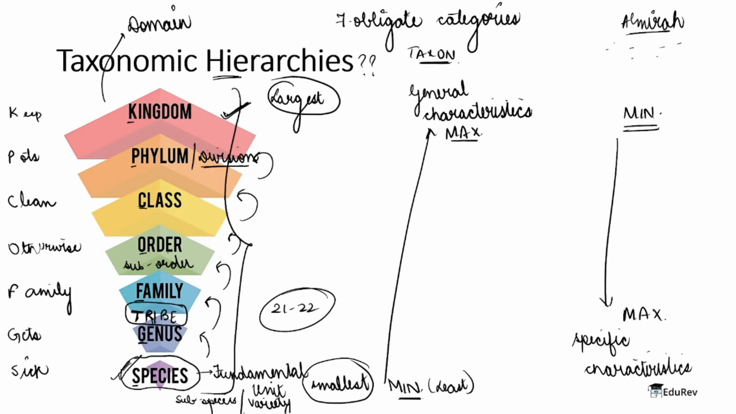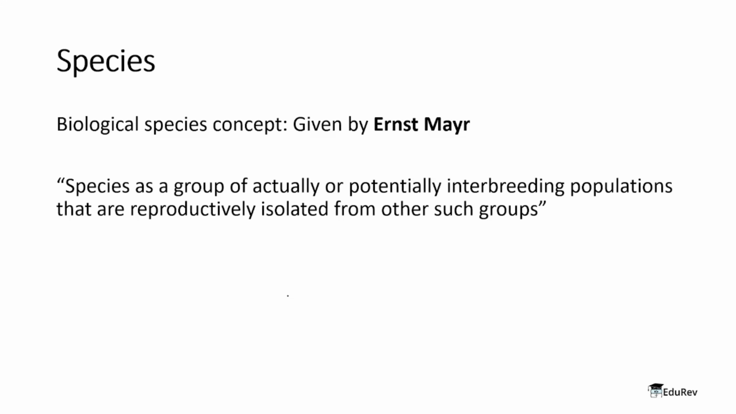Similarly, there are the subspecies that we talked about under species. Subspecies is used for animals while variety is used for plants. Now let's define species. What is actually species? There are a lot of definitions of species given by many scientists.